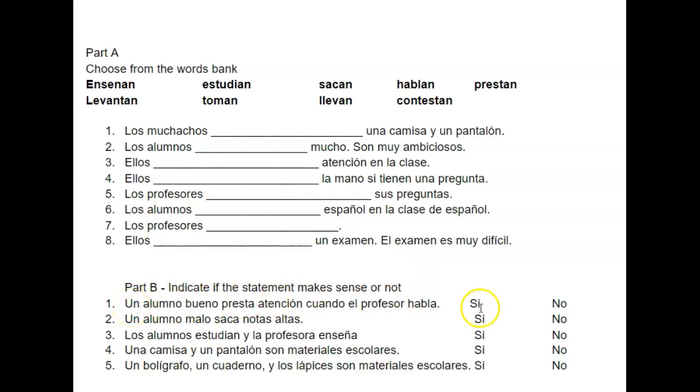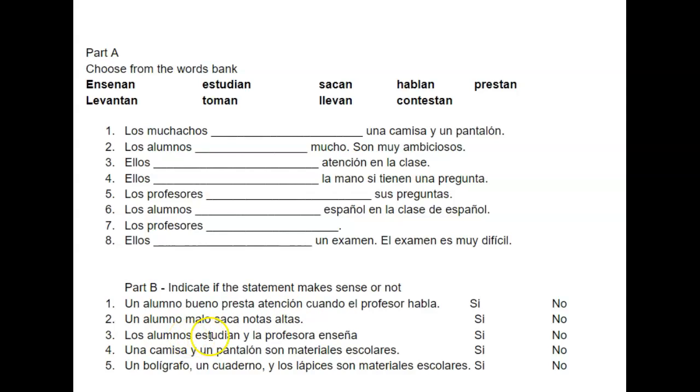Last part, we're going to decide if it's sí or no, if it makes sense. Un alumno bueno presta atención cuando el profesor habla. Sí, a good student pays attention when the professor speaks. So that one is sí. Un alumno malo we know means a bad student. So they would not sacan notas altas, because we know notas altas is good grades. Notas altas are notas buenas. So that wouldn't make sense.